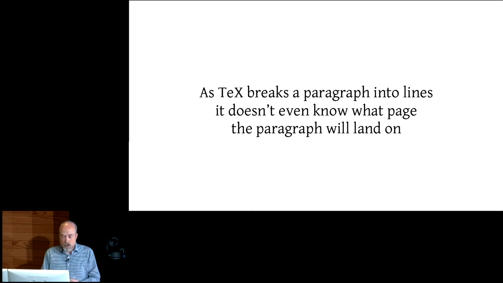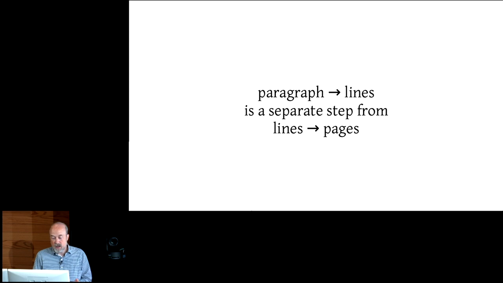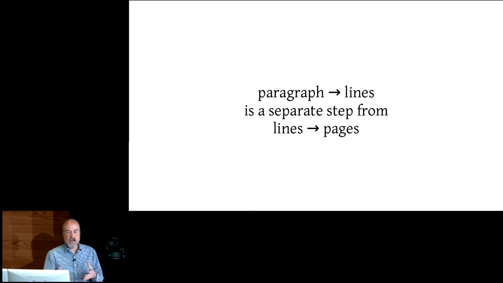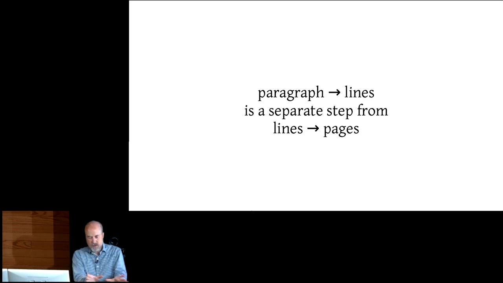As TeX breaks a paragraph into lines, it doesn't even know what page the paragraph will land on, because first it splits the paragraph into lines at some width. That's a separate step from then figuring out how many lines of the paragraph fit on each page. So you can't support graphic designs that have one width on the first page of your newspaper and maybe a different column width on the inside. You can't support graphic designers that on the front page of the article have a single wide column to accommodate an image, but then on the inside have a double column.